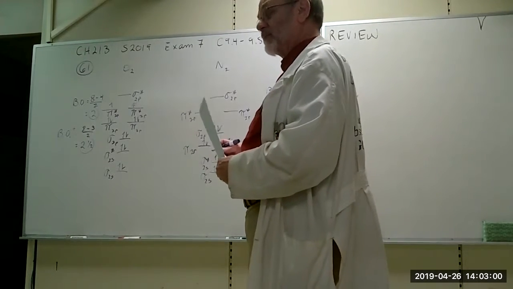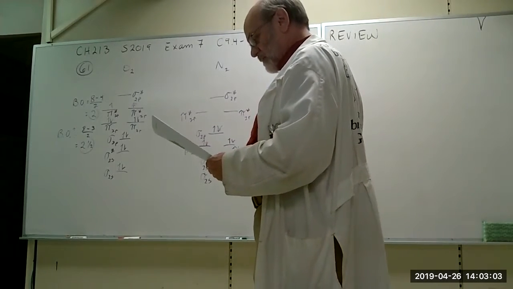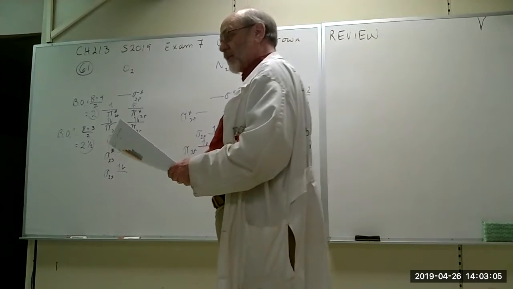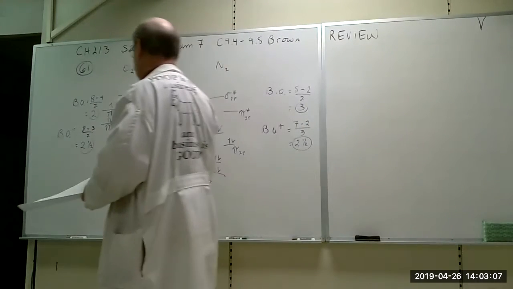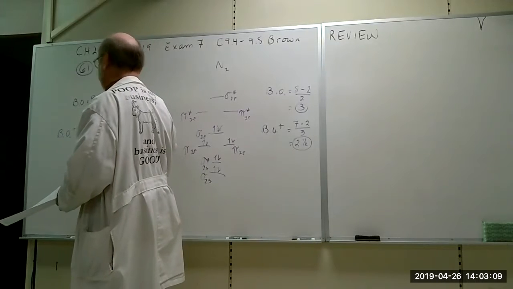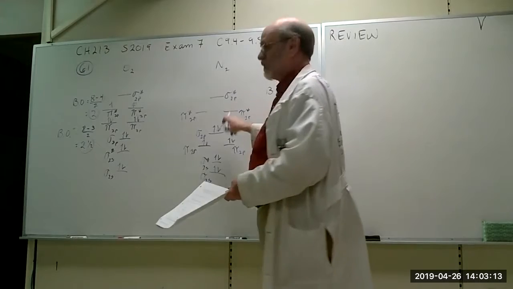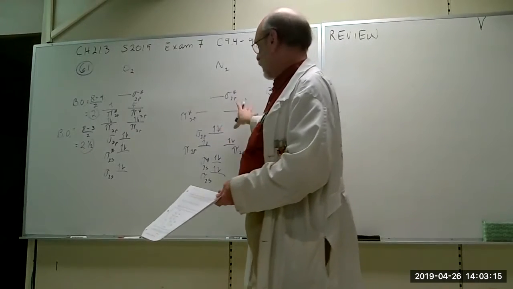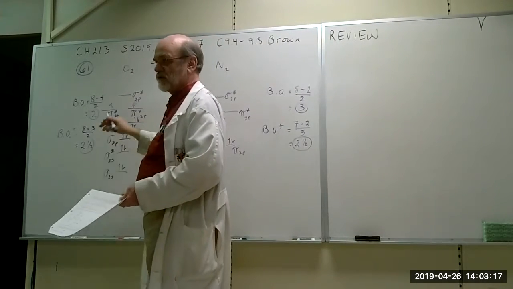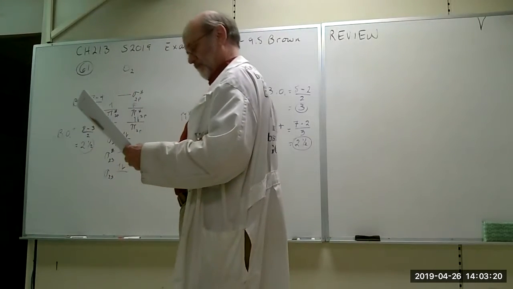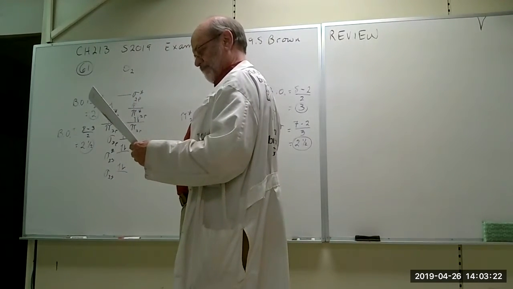So it all depends. The explanation for that is, where does that electron come from? The oxygen, it comes from an antibonding orbital. Nitrogen, it comes from a bonding orbital. Weakens nitrogen, strengthens oxygen. Okay?